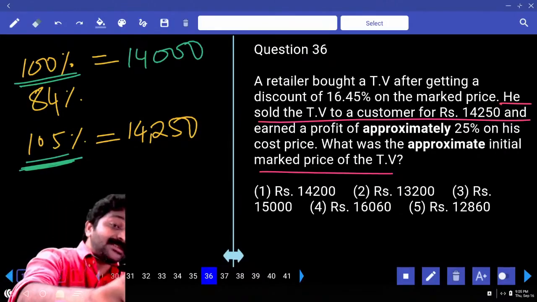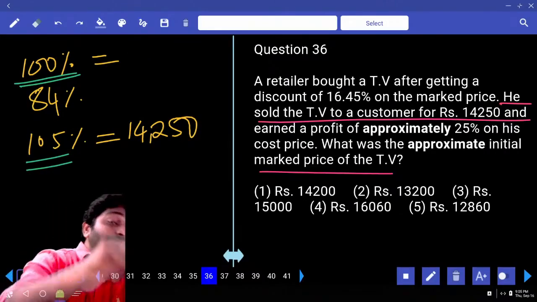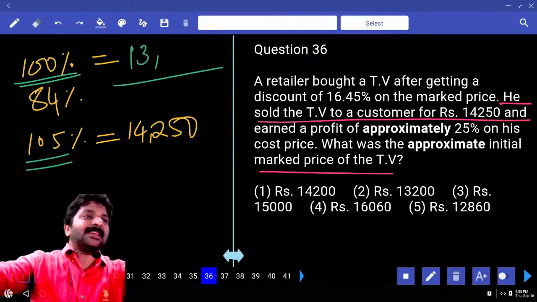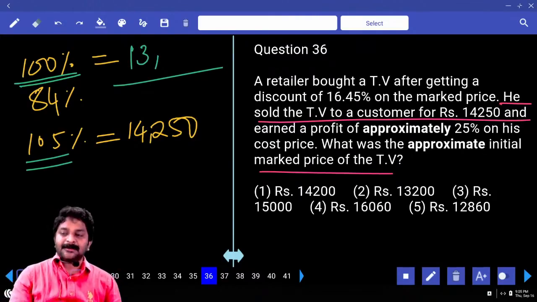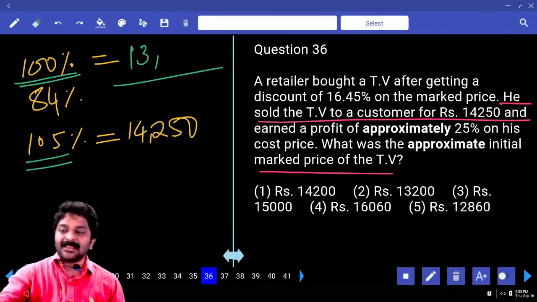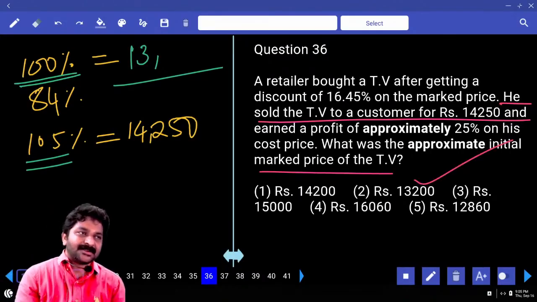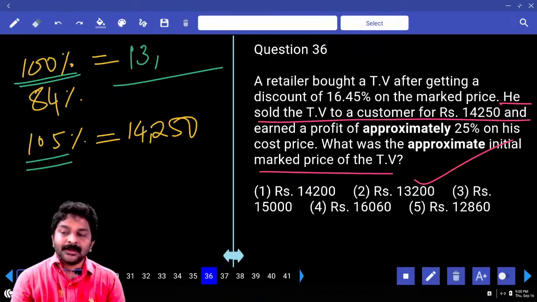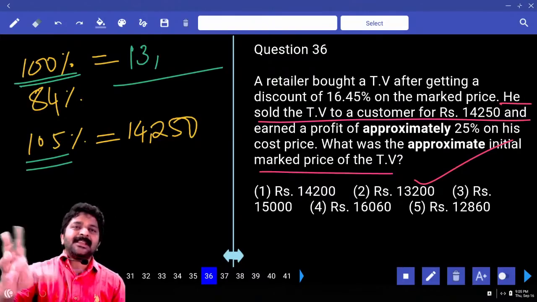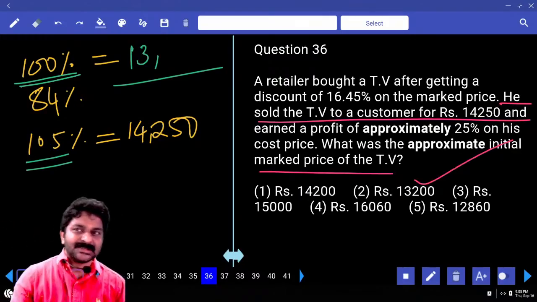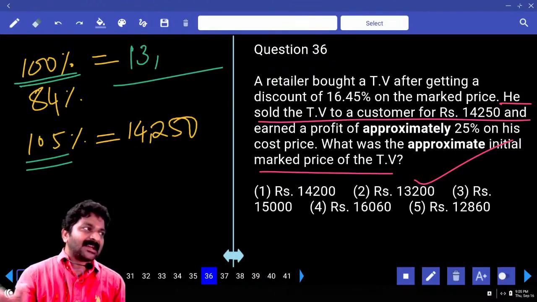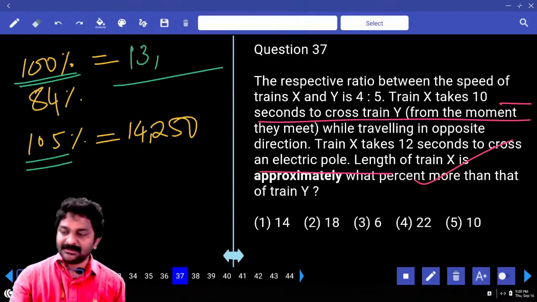Now tell me, I'm giving you the second option. How many thousands could it be in? It must be in 13,000. So how many options are there? Only one. Second option, final. So it must be approximately 13,500 or 13,600. But there is only one nearest answer, hence we are going for it.